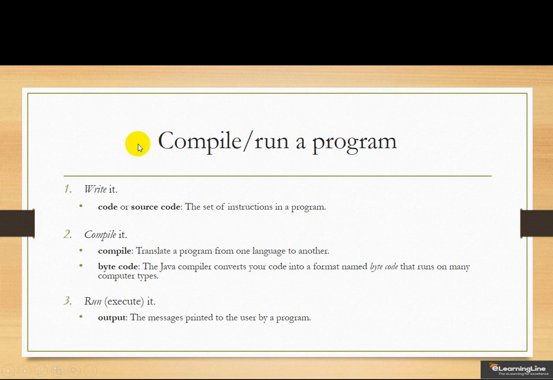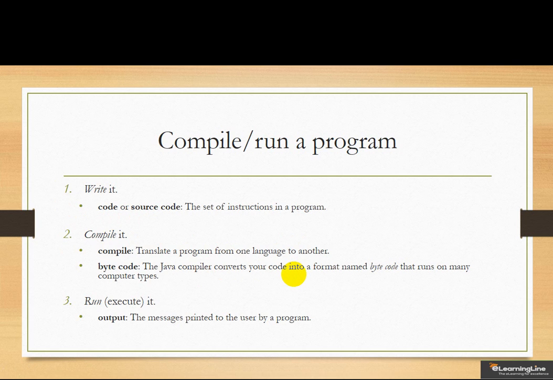How do you write it? So normally you write the code, or a source code. It is nothing but a set of instructions in a program. You compile it, that means you are translating a program from one form to the other. Java usually compiles your code into something called bytecode that runs on many computer types.